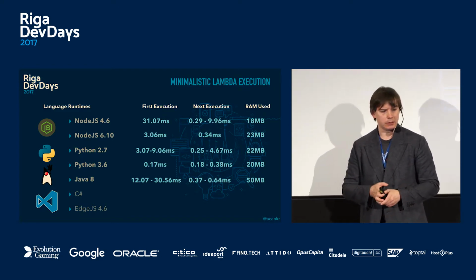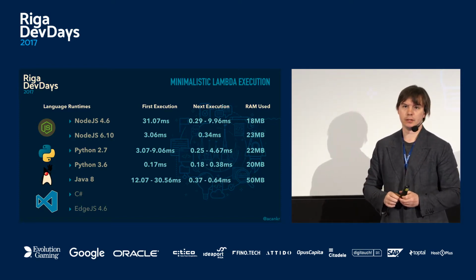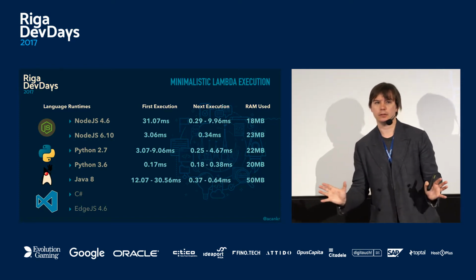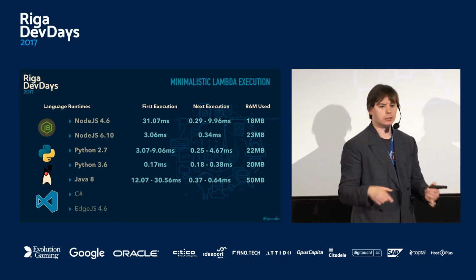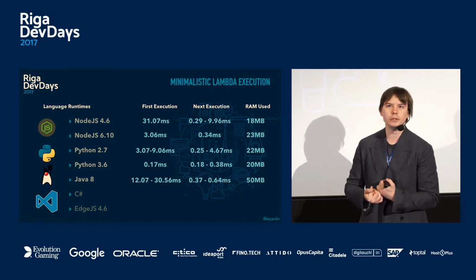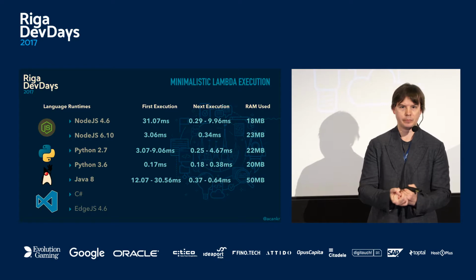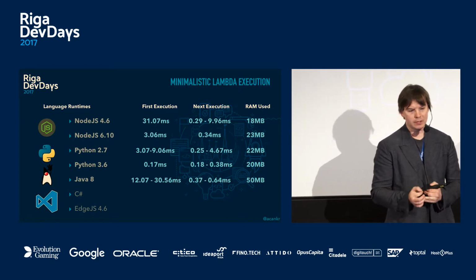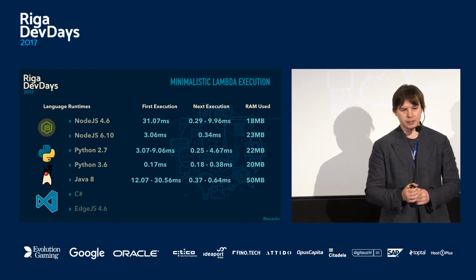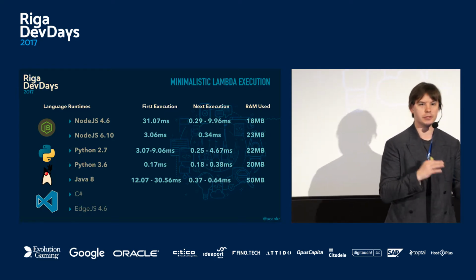Next thing that is important: this actually is for a Hello World Lambda. So this is the fastest you can get. Everything else will be slower, especially if you do any API call or interact with any resource outside of Lambda. It will be much slower. So think about this when you consider moving certain services to Lambda.